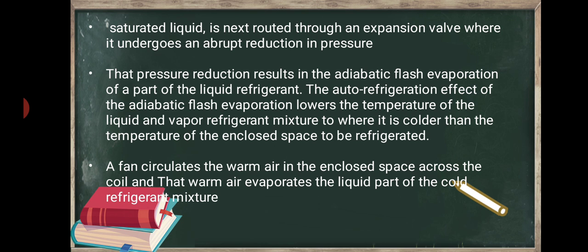The saturated liquid is next routed through the expansion valve, where it undergoes an abrupt reduction in pressure. Reduction in pressure means a reduction in temperature. There is a lot of loss in temperature here. The pressure reduction results in adiabatic flash evaporation. What does that mean? Adiabatic means constant entropy, and flash evaporation means partial evaporation. So here the liquid is converted into a mixture of liquid plus vapor. The auto-refrigeration effect of the adiabatic flash evaporation lowers the temperature of the liquid and vapor refrigerant mixture to where it is colder than the temperature of the enclosed space to be refrigerated.